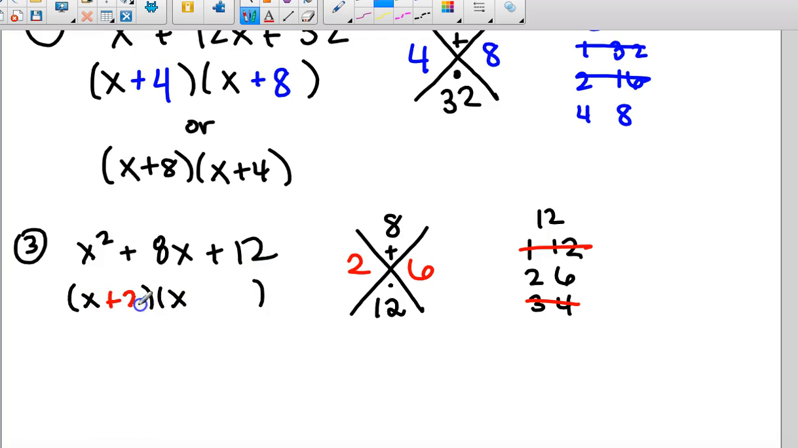So we're going to go ahead and plug them in here. Plus 2 and then plus 6. Okay. So that is how you factor these bigger quadratics.